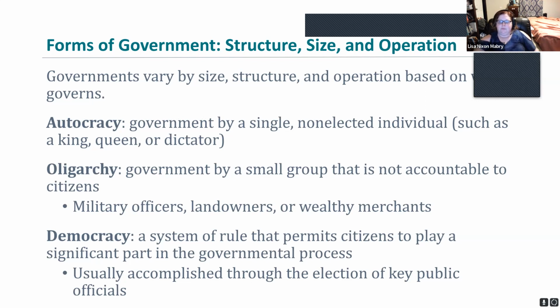So, trying to move this to where it's not blocking anything. There are different types of governments, like I mentioned before. Of course, they vary on size and structure, depending on who's governing, depending on the country and what they have set up. So the first definition is actually one page back on page 5, and that's autocracy, which is a single non-elected individual, like a king, a queen, or a dictator.